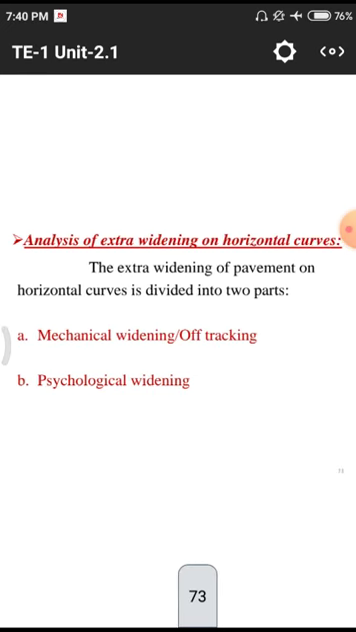Next, analysis of extra widening of horizontal curves. In what way we need to analyze how much earthwork will be needed, how much we need to enlarge the particular road, and what factors affect those enlargement criteria. Whenever we need to enlarge a particular surface, we have some physical principles. By using those physical principles and other derivations, we need to follow some formulas and formulate others.